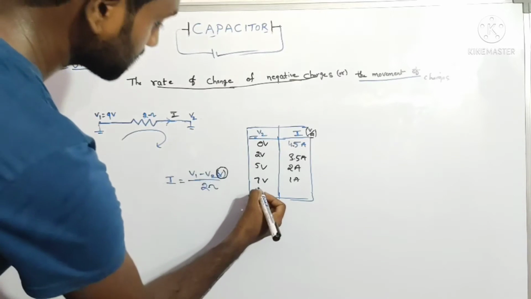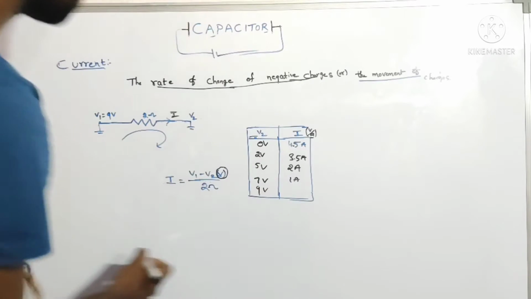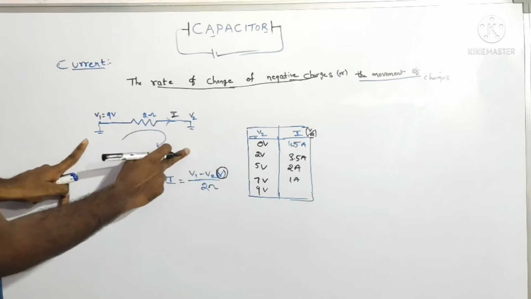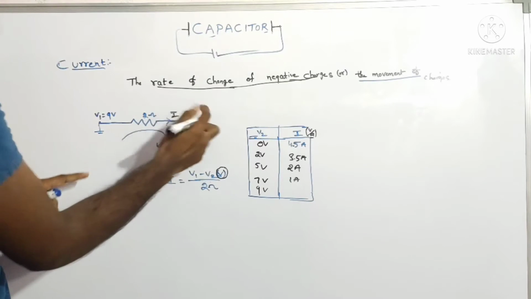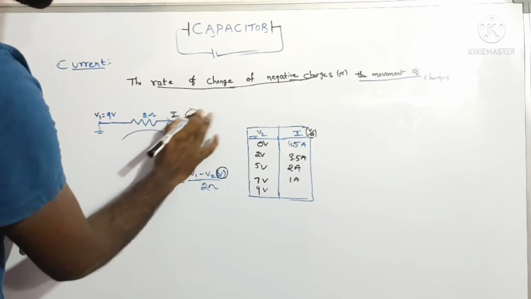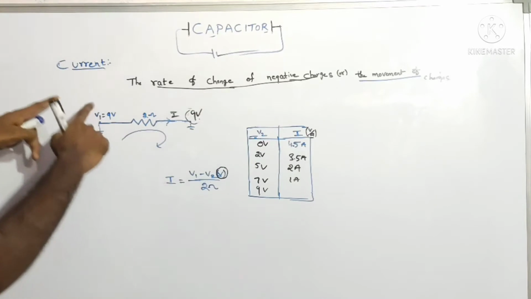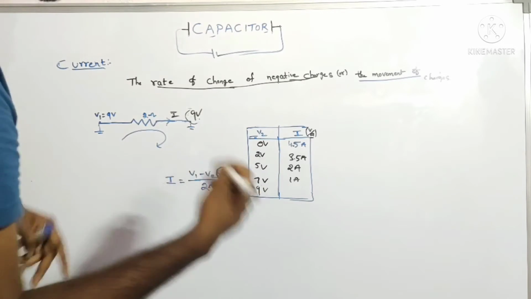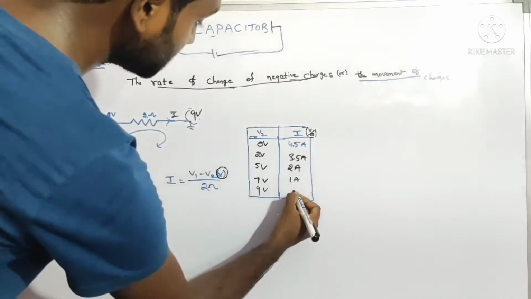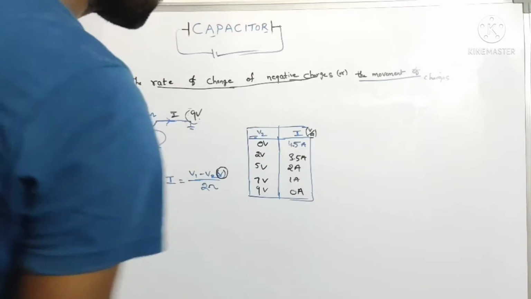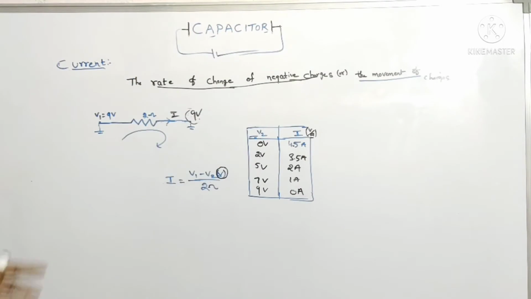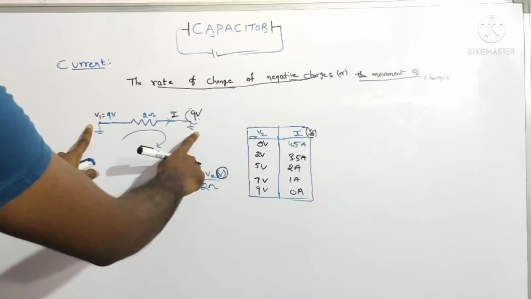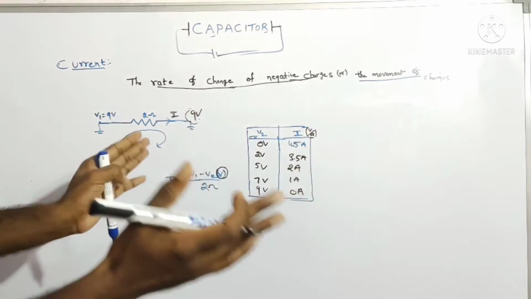Look how it reduces. If I take 9 volts here, where V1 and V2 are equal, 9 volts, this is a very important case. If I take 9 volts in this V2, this is 9 volts and this is also 9 volts. Now 9 minus 9 over 2 is nothing but 0 over 2, which will be 0 amperes. Look at this. When I reduce the potential between these two, the current actually decreases.